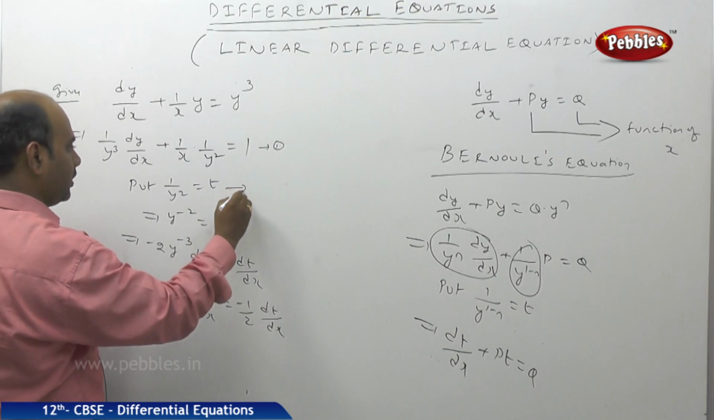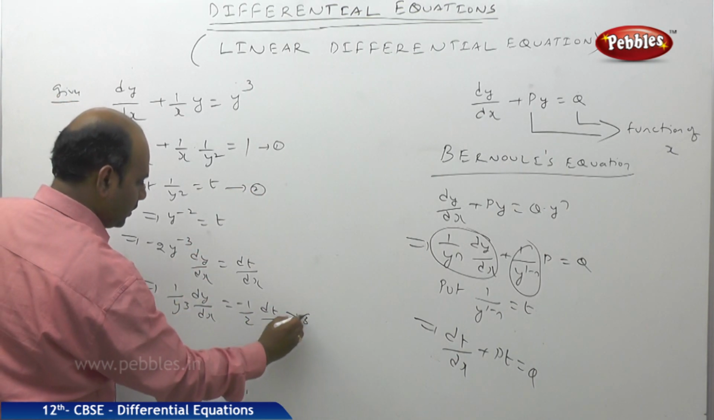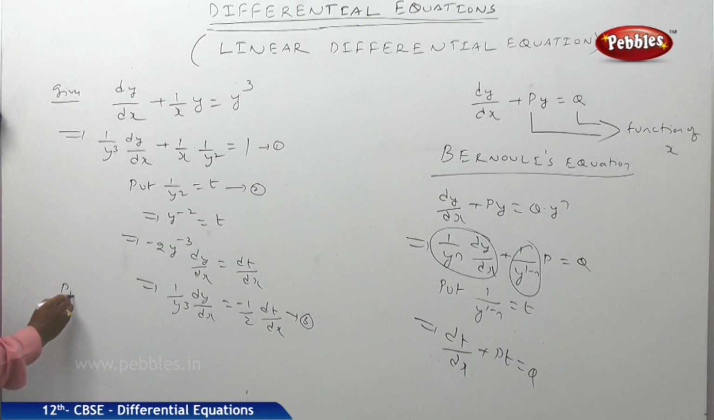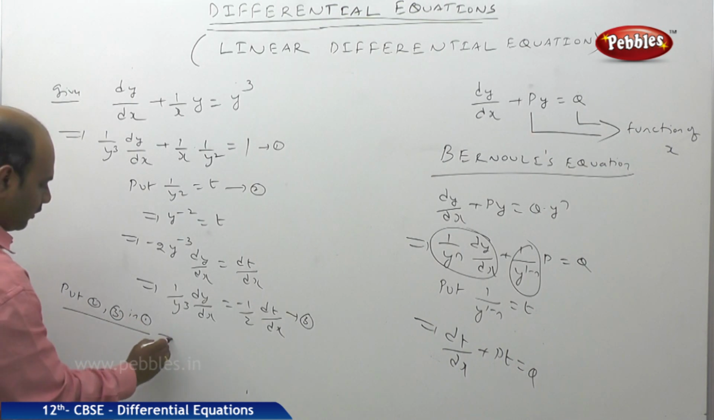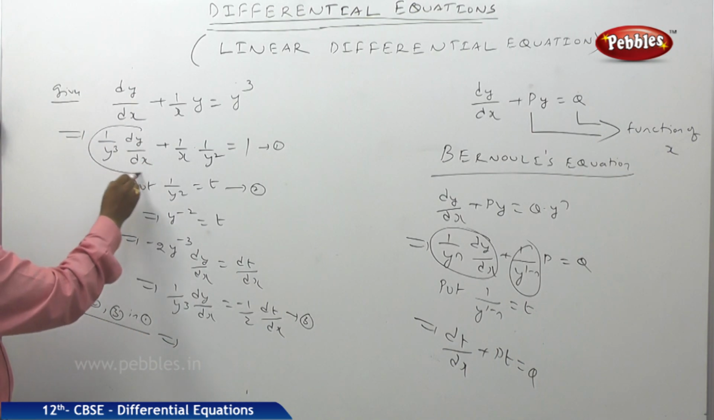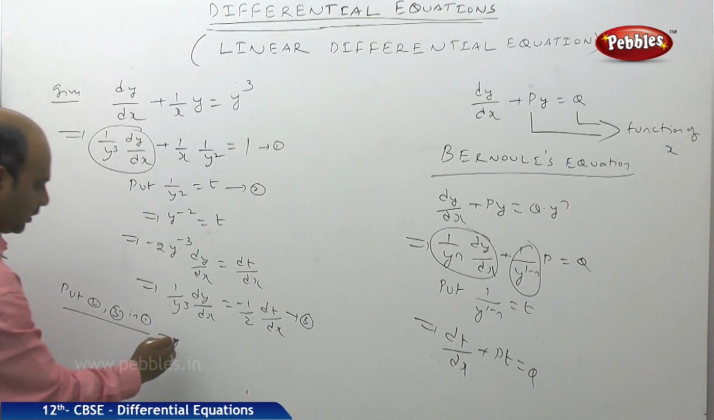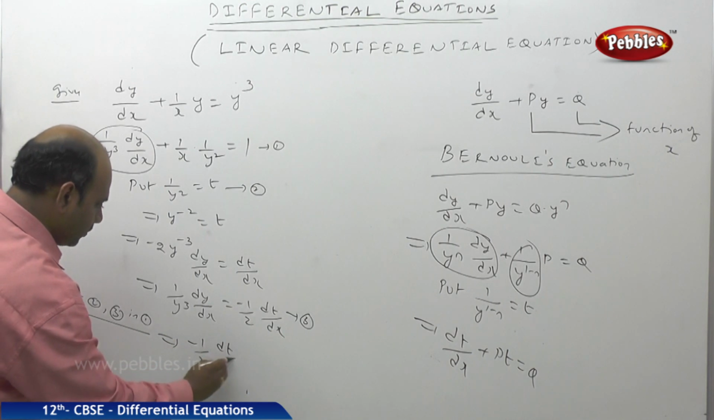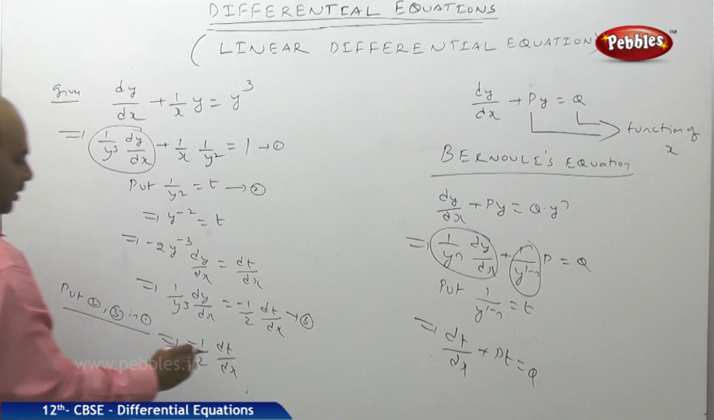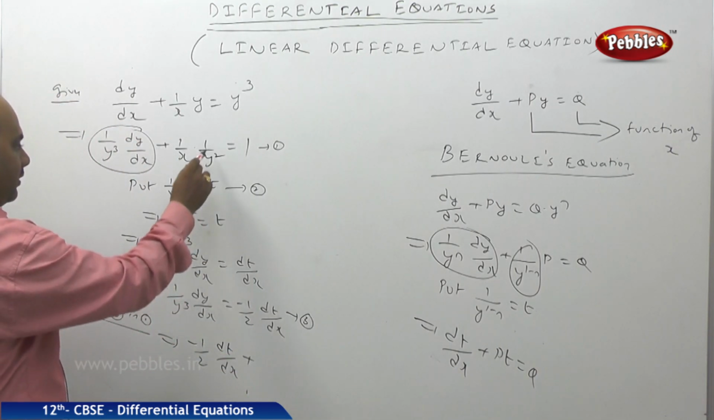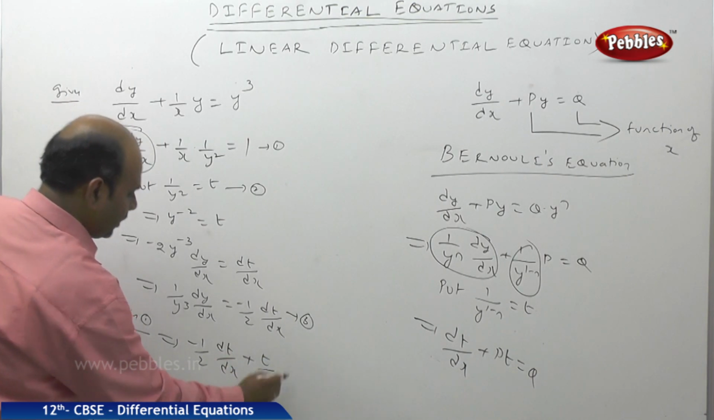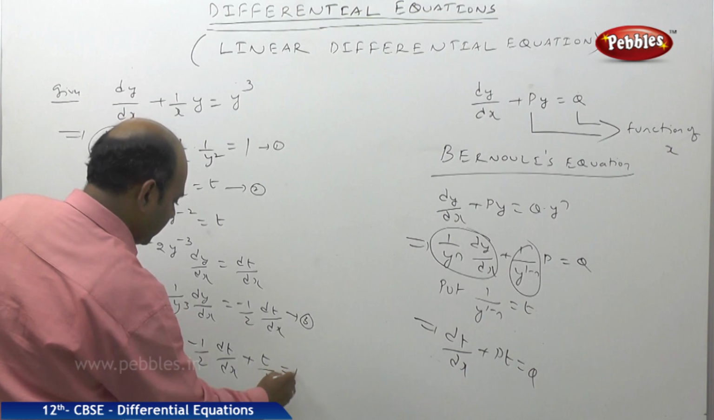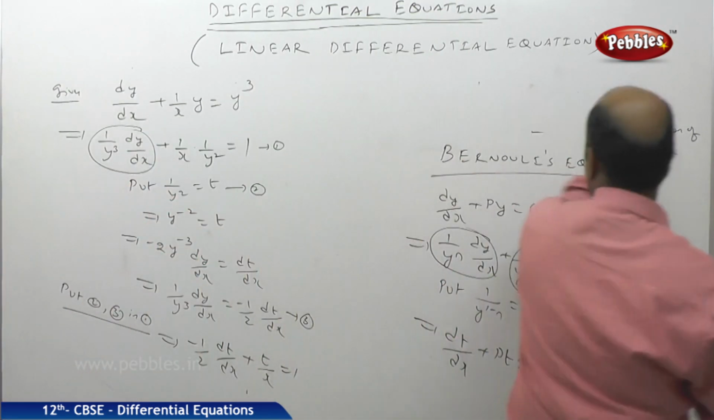I will call this 2 and this 3. Now put 2 and 3 in 1. Then in place of this whole thing I need to write -(1/2) dt/dx, and plus 1/y², which is y^(-2), I need to write as t, and here t/x, because 1/x is there, and that is equal to 1. So finally what happens?